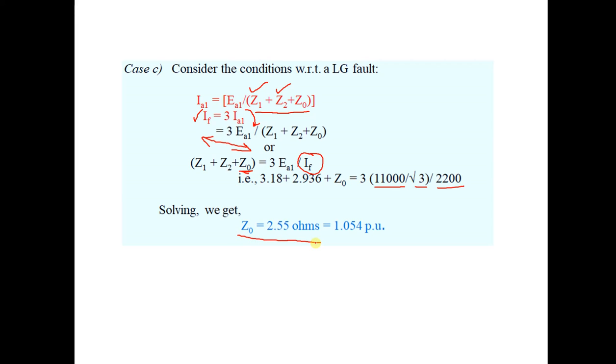In per unit, 1.054 per unit. So this is the way to find the line to line ground fault or line to ground fault. Thank you.